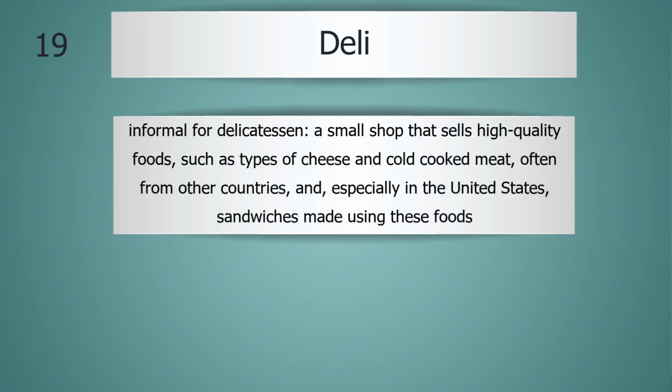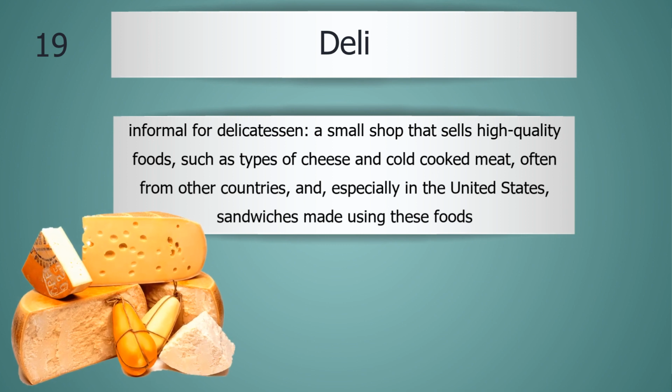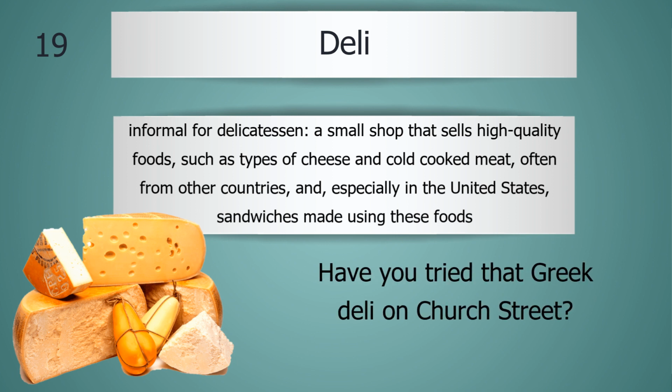Deli. Informal for delicatessen, a small shop that sells high quality foods such as types of cheese and cold cooked meat, often from other countries, and, especially in the United States, sandwiches made using these foods. Have you tried that Greek deli on Church Street?